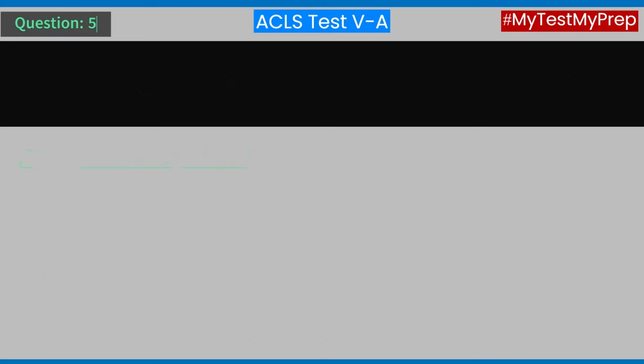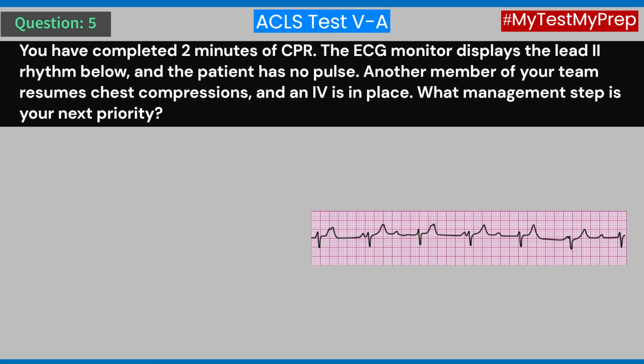Question 5. You have completed 2 minutes of CPR. The ECG monitor displays the lead 2 rhythm below, and the patient has no pulse. Another member of your team resumes chest compressions, and an IV is in place. What management step is your next priority?